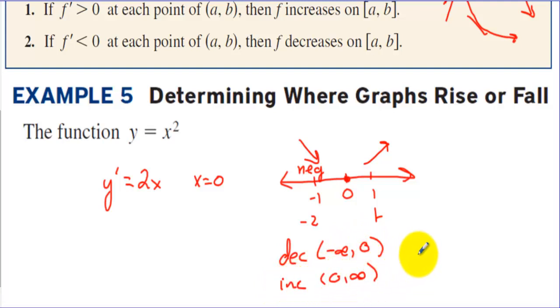Now if it said explain or why, we would say f prime is less than 0 on decreasing, since decreasing is negative, and on increasing, f prime is greater than 0. And that's a perfectly good reason if they ask for some sort of explanation.